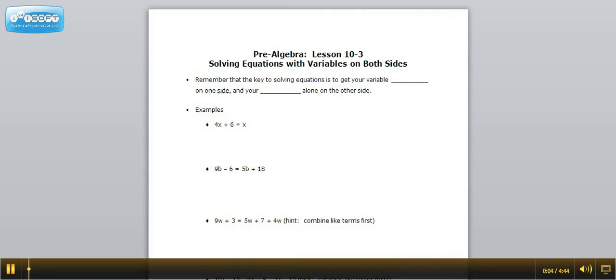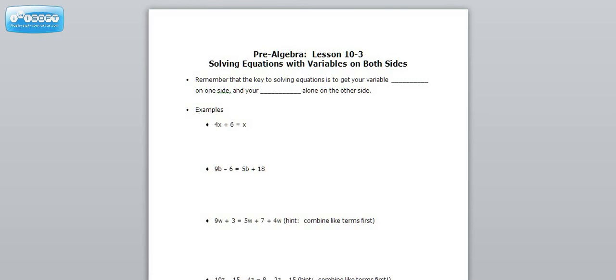Again, with this new lesson, we're not going to add hardly anything new. We're going to take everything that we've learned before, and we're going to add one tiny little step to it. Remember that the key to solving these equations is that I want to get the variable alone on one side. That's what we've been doing this entire time, is trying to get the x all by itself.